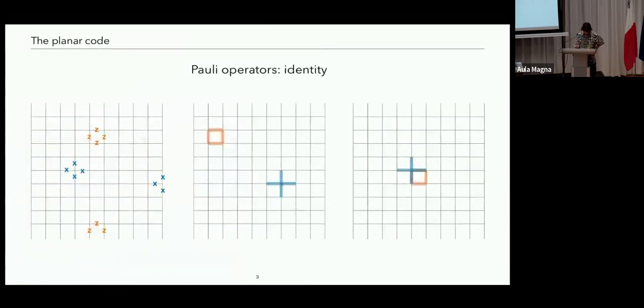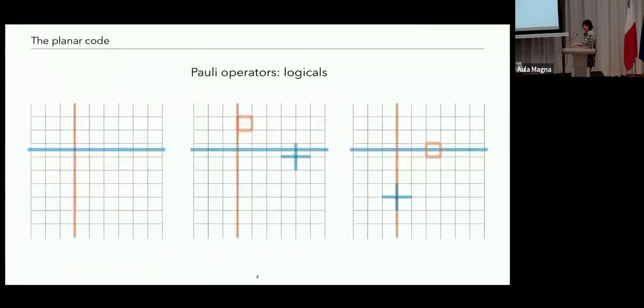And because X and Z anti-commute, a Pauli X and a Pauli Z operator do commute if and only if they overlap on an even number of positions. And as you can see, on a square lattice, if you take a face and a vertex, you always have even overlap, right? So this is a good definition of identity, and we are happy with that, right?